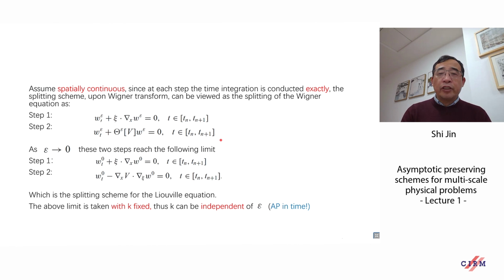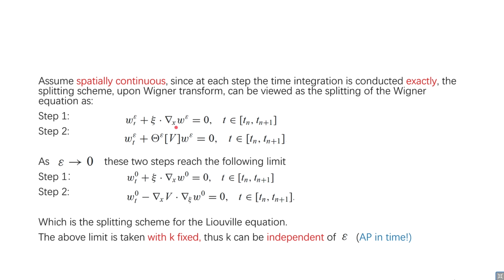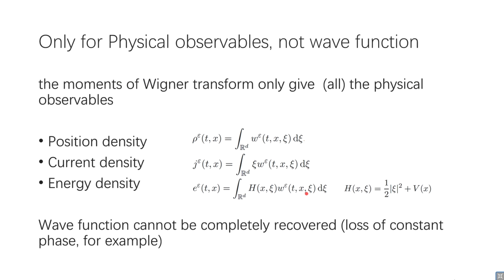Of course, we cannot do this for space. Remember, we keep space continuous. If you do a discrete Fourier for space, and you take a Wigner transform, you do not get this operator. You get an operator which will rely on epsilon, all right? So we cannot get the AP in space.